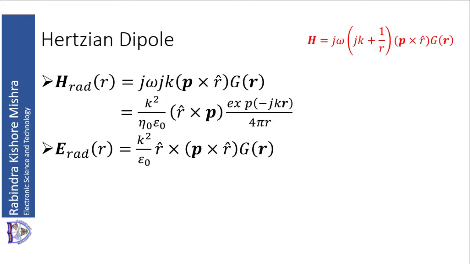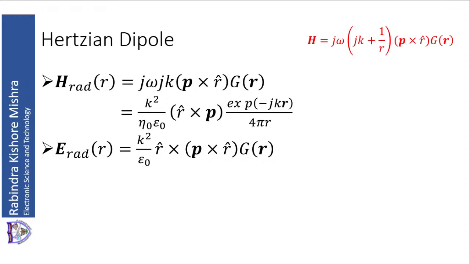Now look, j into j is minus 1. So what we can do is a cross b is equal to minus b cross a. So minus 1 into p cross r cap, that we can write as r cap cross p. So k square by eta 0 epsilon 0 into r cap cross p into g r. g r is equal to, as you know, exponential minus jkr by 4 pi r. So that is the H radiated magnetic field given by this expression for a Hertzian dipole.